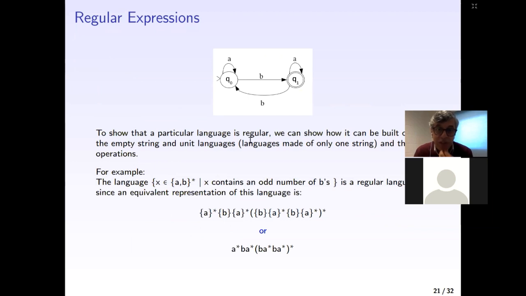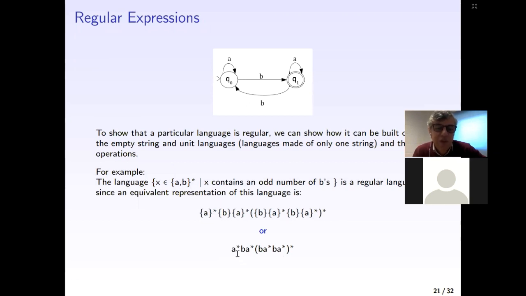To show that a particular language is regular, we can show how it can be built out of the empty string and unit languages, languages made of only one string, and these operations. For example, the language of x belonging to {a, b} star that contains an odd number of B's is a regular language since an equivalent representation of this language is this. So that's the representation of the language which has only an odd number of B's. It could be something like that, or a shorter case of that.